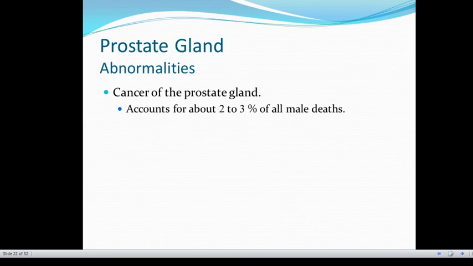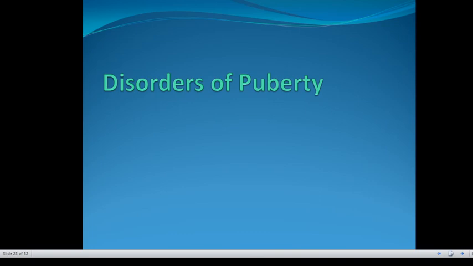Cancer of the prostate gland accounts for about 2 to 3% of male deaths. The disorders of puberty can either be hypogonadism or hypergonadism.